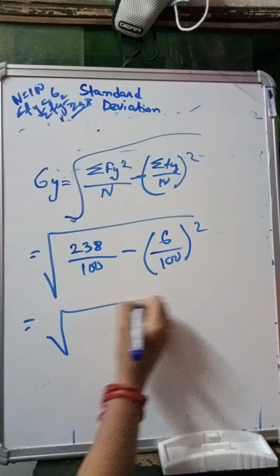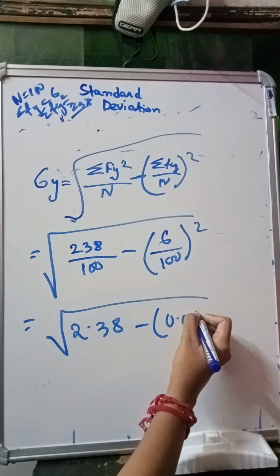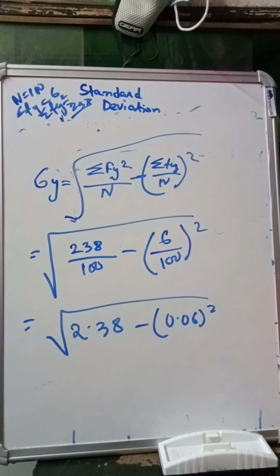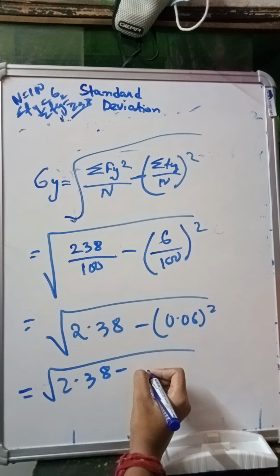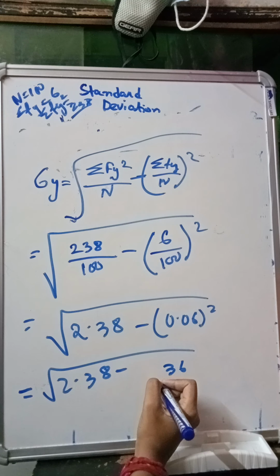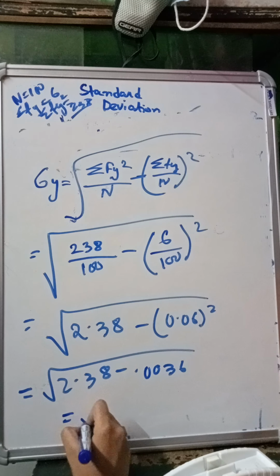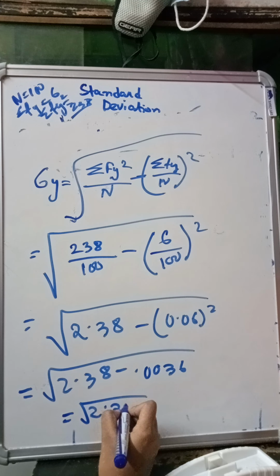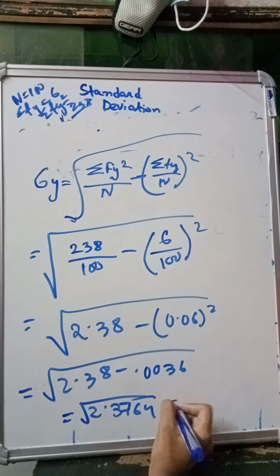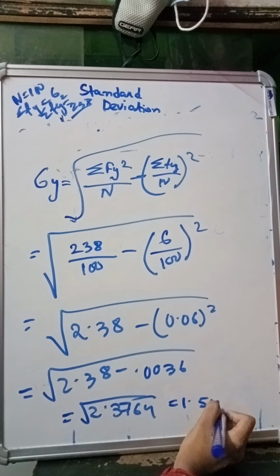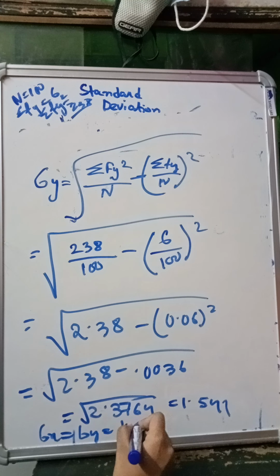If you calculate, this will become 2.38, and this will become 0.06 whole square, right? So ultimately you will get 2.38 minus 0.0036, which is somewhat like 2.3764. If we take the square root of this, we will get something like 1.541. Now sigma x will be equal to sigma y, that is 1.541.